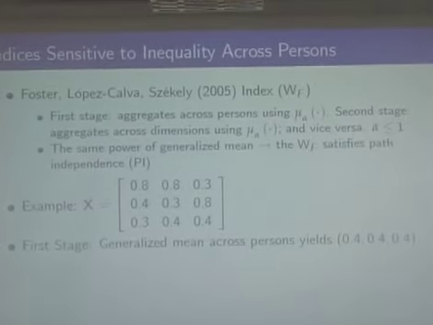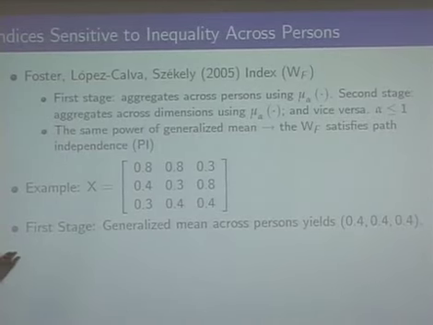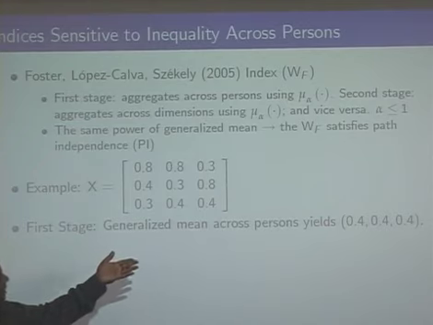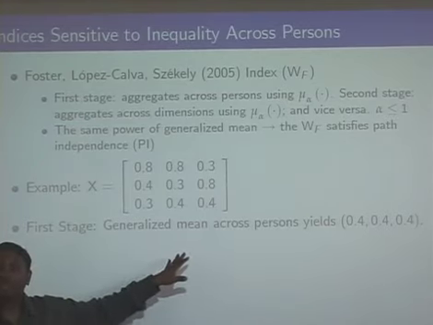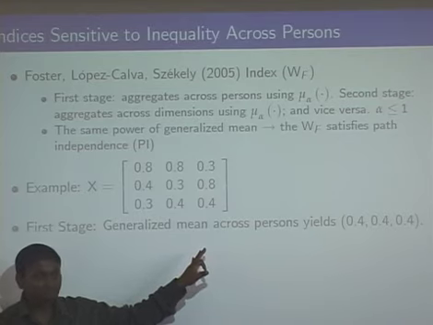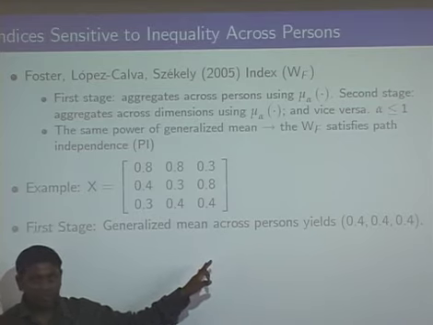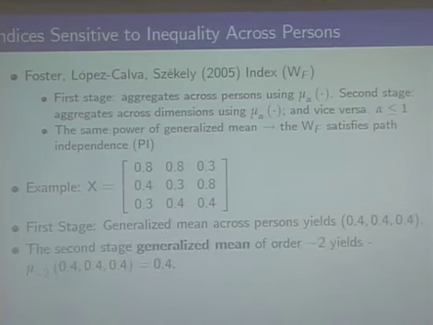Okay, so let's see the example. Use the same achievement matrix. You have first stage generalized mean across persons yielding 0.4, 0.4, 0.4, with generalized mean of order alpha equal to -2. I forgot to put it here, but you can write it down. I define generalized mean by gamma, so it's of order -2. If you apply that, you get 0.4, 0.4, 0.4. And then second stage generalized mean of order -2 again yields the same.